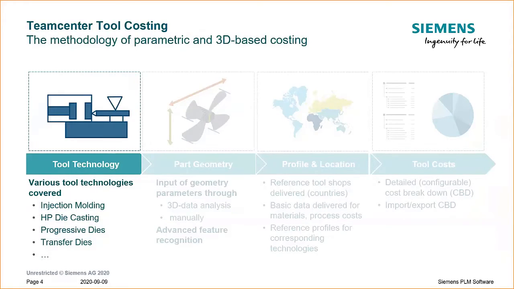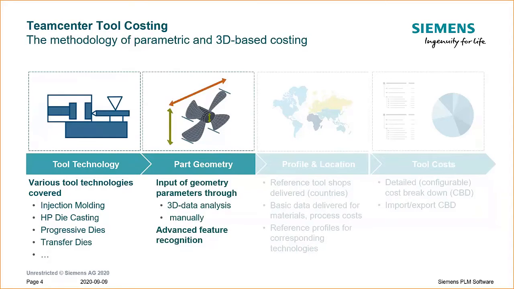Teamcenter tool costing allows a parametric calculation of various tool technologies, such as injection molding, high-pressure die casting, progressive dies, transfer dies, and also line dies. This slide shows you the process of the parametric calculation. As a first step, the tool technology must be selected. After that, the part geometry needs to be described. This can be done either by analysis of the 3D data or by manual input.